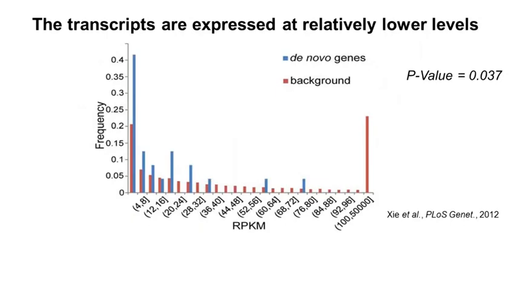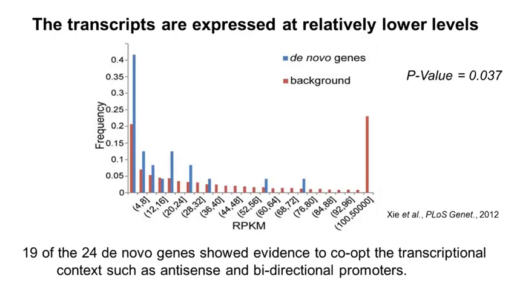We compared the expression level of the de novo new genes using RNA-seq and found that it is generally lower than that of other protein coding genes in human. The next question we wondered was how these new genes acquired promoter regions. Using data from the UCSC Genome Browser, we found that 19 of the 24 de novo genes co-opted nearby transcriptional context, such as using promoters from an antisense transcript or using a nearby bidirectional promoter.